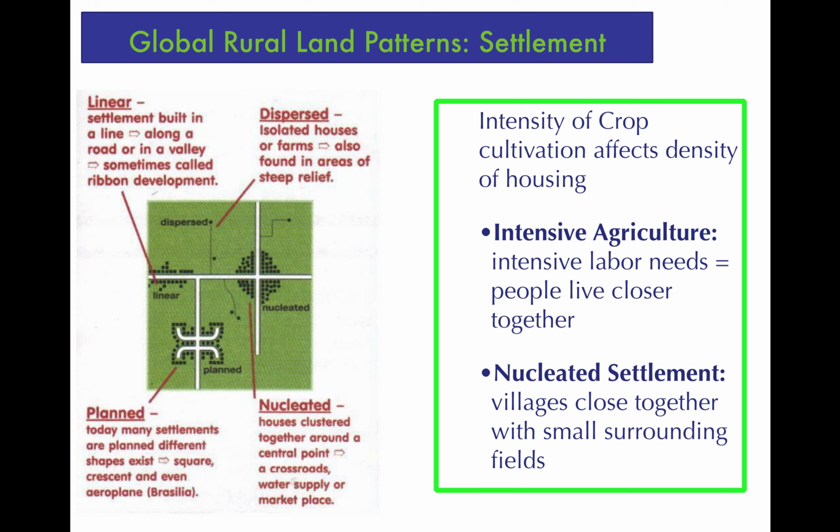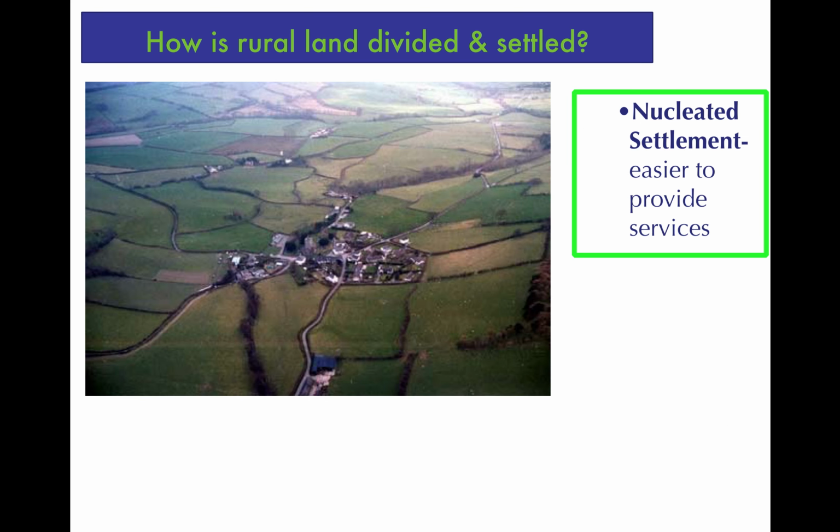Nucleated settlement is defined here as houses clustered close together around a central point, crossroads, water supply, or market or place. In this instance, for rural land use, that graphic is a little bit more relevant to suburban, well, actually, it's all land use, but the nucleated settlement in this instance is where villages are very close together with small surrounding fields. It makes sense if you consider the nuclei. The village is the nuclei, and the entire surrounding area are the farms that they live on and work on. Here's a picture of this.